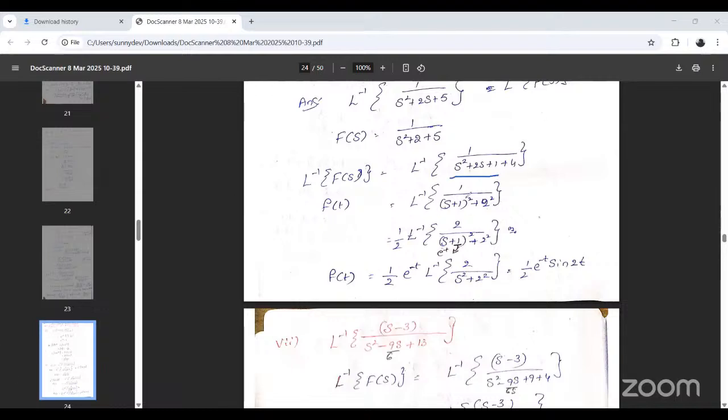So s square plus 2s plus 5 is s plus 1 whole square plus 4, and 4 we can write as 2 square. Now multiply and divide by 2, then it becomes 2 by s plus 1 whole square plus 2 square. So the factor outside is e power of minus t. Completely that becomes 2 by s square plus 2 square, which is nothing but 1 by 2 e power of minus t into sine 2t. Okay. Next.